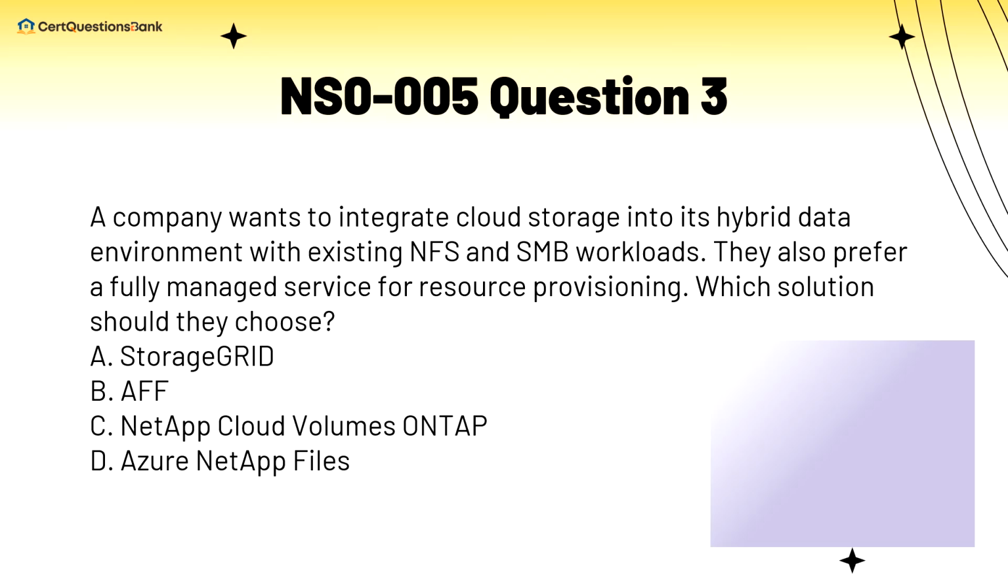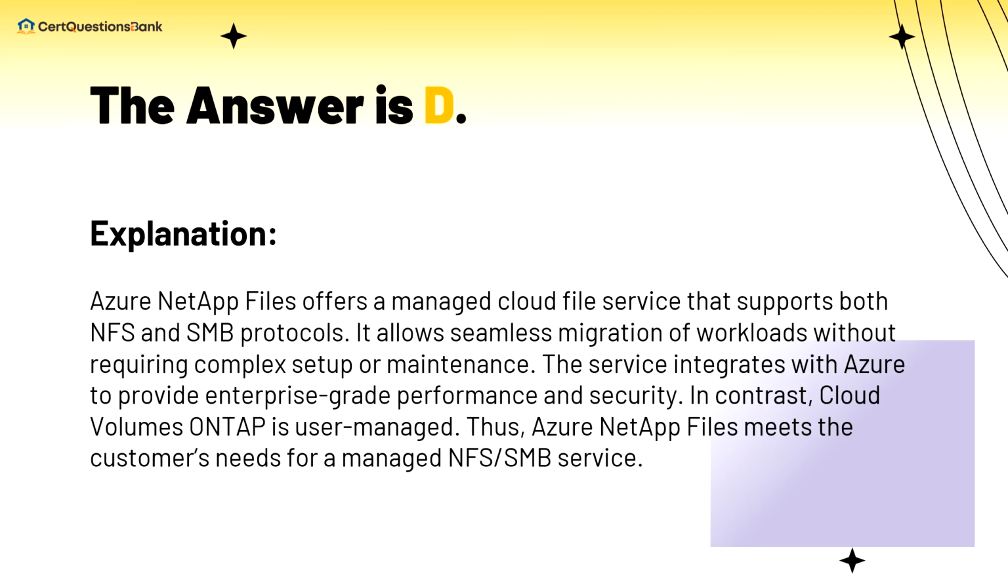A company wants to integrate cloud storage into its hybrid data environment with existing NFS and SMB workloads. They also prefer a fully managed service for resource provisioning. Which solution should they choose? A. StorageGRID. B. AFF. C. NetApp Cloud Volumes ONTAP. D. Azure NetApp Files. The answer is D.